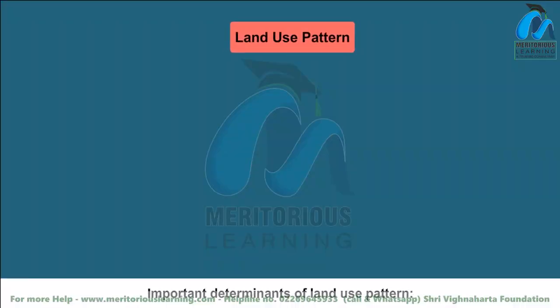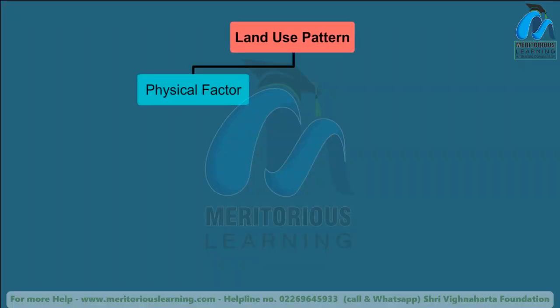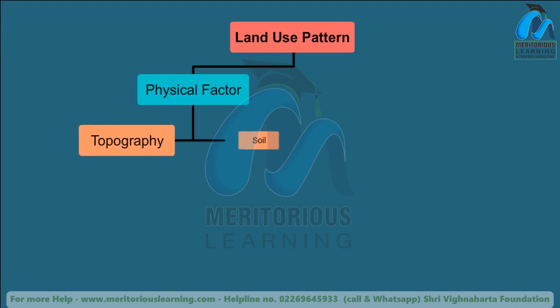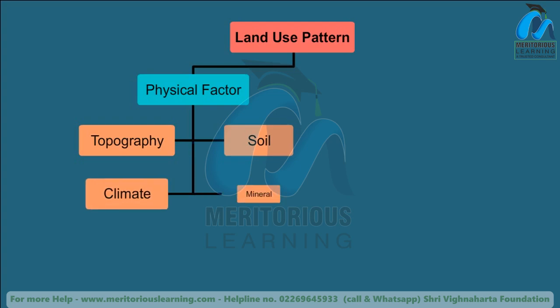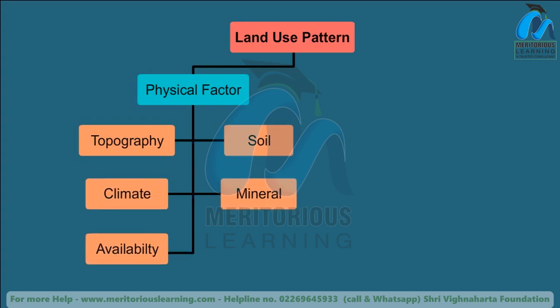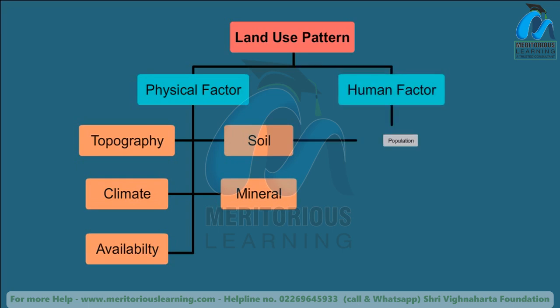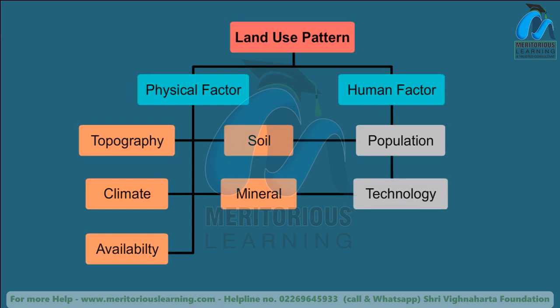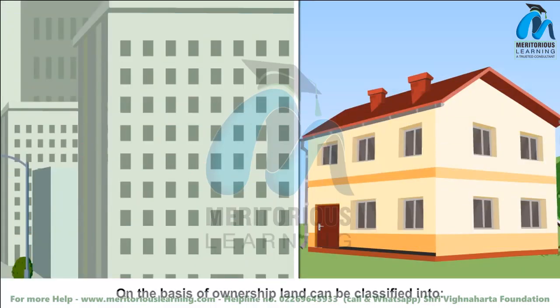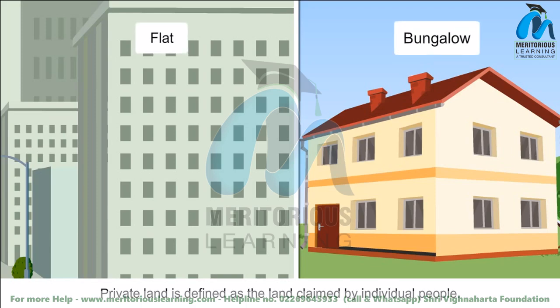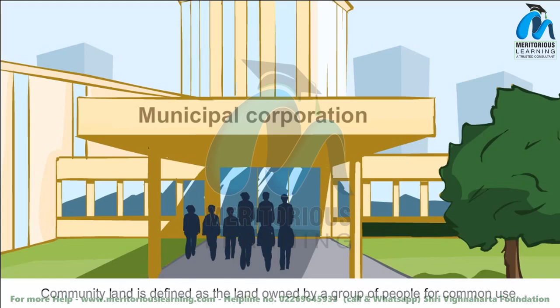Important determinants of land use pattern: physical factors, topography, soil, climate, minerals, availability of water. Human factors: population, technology. On the basis of ownership, land can be classified into: private land, which is defined as the land claimed by individual people, for example, flat, bungalow. Community land is defined as the land owned by a group of people for common use.